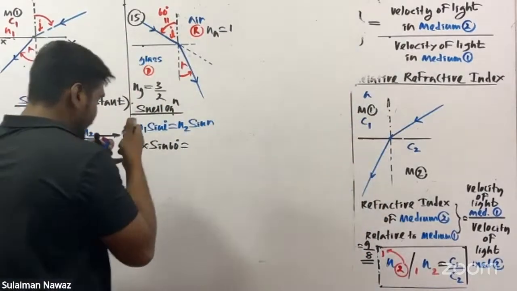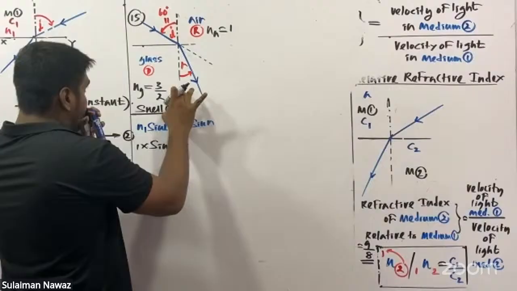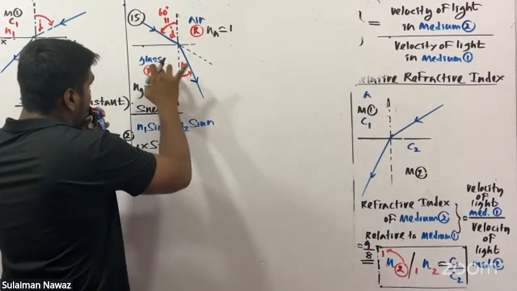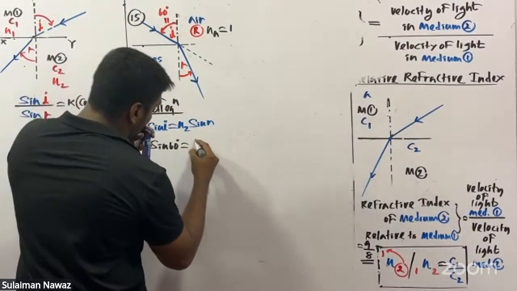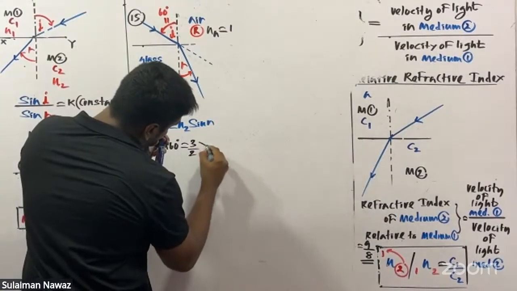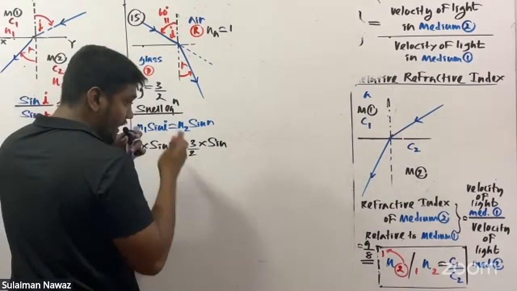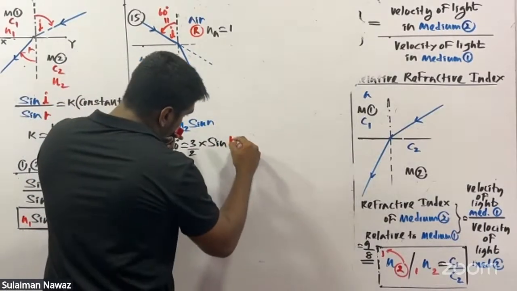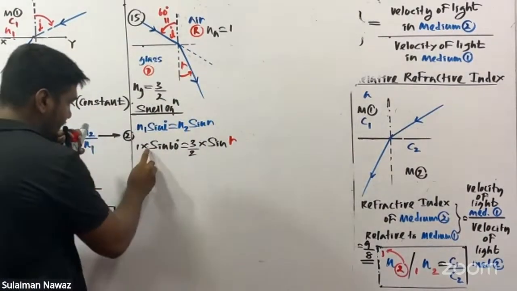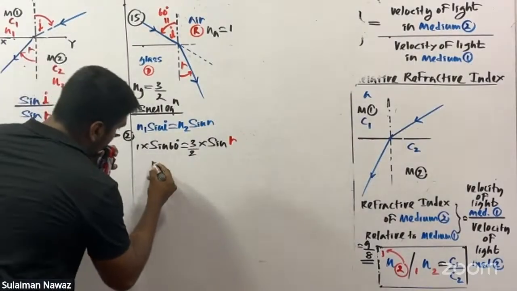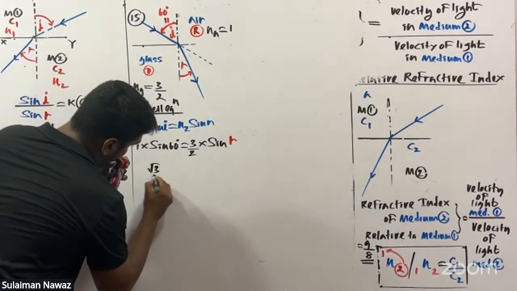1 into sine 60. N2 means what? Second medium, that is glass, the dense medium. The absolute refractive index of glass is 3/2 into sin r. I want to find sin r. Sin r. Target is finding r. Then we know sine 60 means root 3/2.